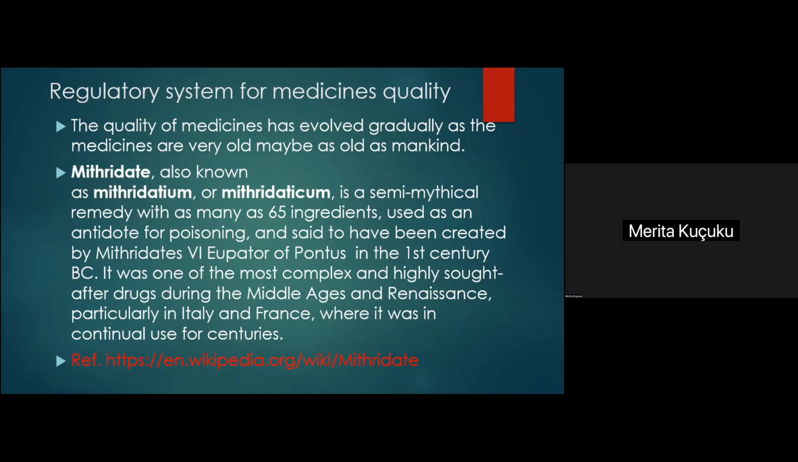mention mithridate, also known as mithridatum or mithridaticum, a semi-mythical remedy with as many as 65 ingredients used as an antidote for poisoning, said to have been created by Mithridates VI Eupator of Pontus in the 1st century before Christ. It was one of the most complex and highly sought after drugs during the Middle Ages and Renaissance, particularly in Italy and France, where it was in continued use for centuries.